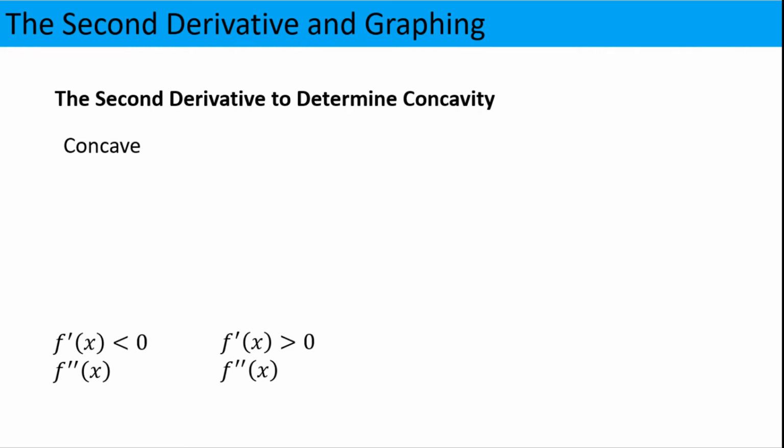The second derivative can be used to determine concavity. Let's see how. Provided for us is a graph that is concave up. Let's study the graph. Begin by drawing tangent lines on the left side moving towards the right.